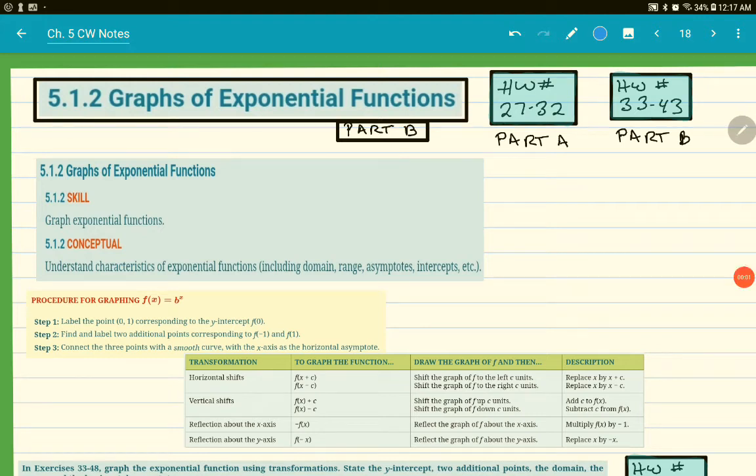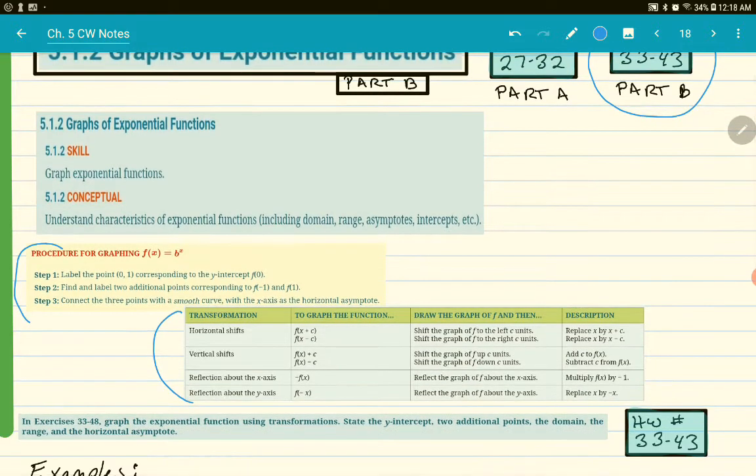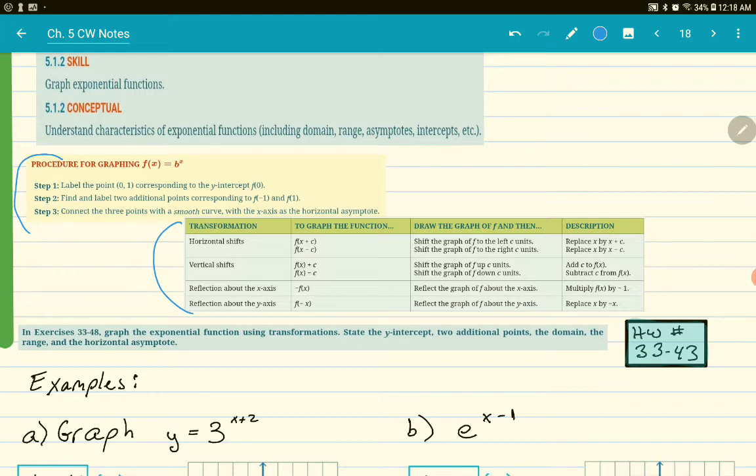Right, and then the next part of 5.1.2, we're focusing on problems 33 through 43, where we're going to bring together the two things we learned from the previous lesson, which are how to graph the parent function, that procedure, along with those transformations, and actually doing some graphing rather than just matching. Okay, so we have two examples.